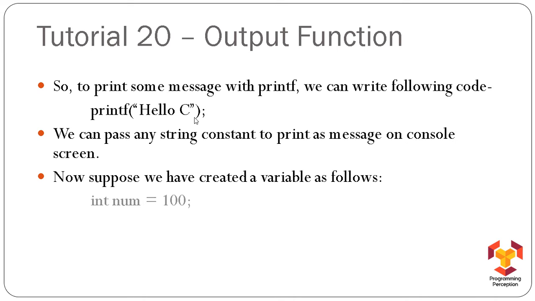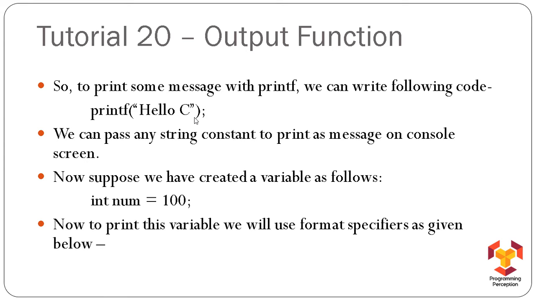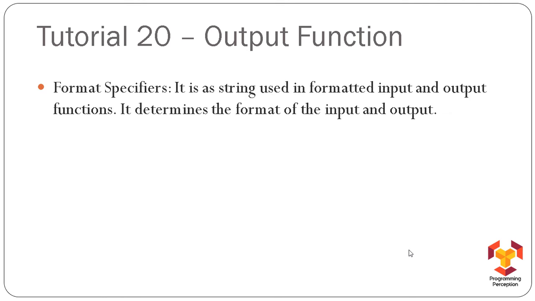Now suppose we have created a variable as follows and we want to print it with the help of printf. Definitely we have to specify the format specifier of it, and we can print this num variable like this. Now this is the format specifier which I was talking about for so long. What is a format specifier? A format specifier is a string which is used in formatted input and output functions. So whenever we want to input or output variables, we use these format specifiers, and it actually determines the format of the input and output.